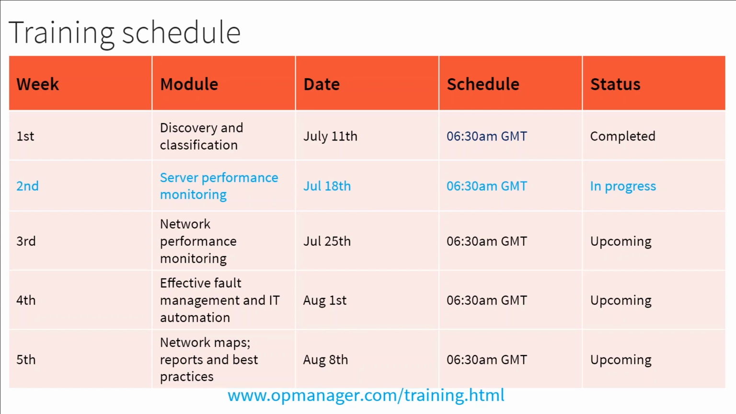And on 1st of August, we have effective fault management and IT automation. There we'll talk about the fault management we have, how the alarms are generated, how they can be notified, and all other details about fault management. And on 8th of August, we'll discuss network maps, reports, and the best practices we have in OpManager. And this is all about the 5-part training series.